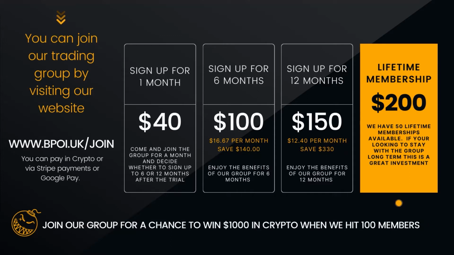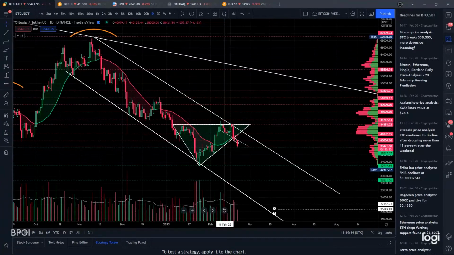Right, let's take a look at the market. Afternoon, guys. 4 on Sunday afternoon here in the UK. And let's have a look at Bitcoin. So Bitcoin TA, weekly candle close tonight.